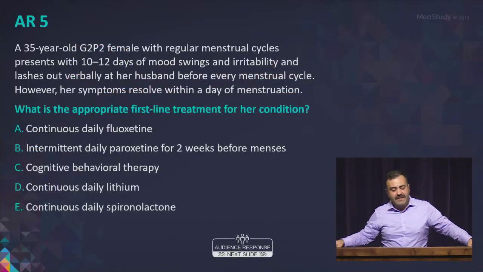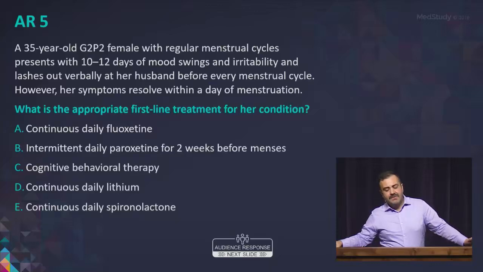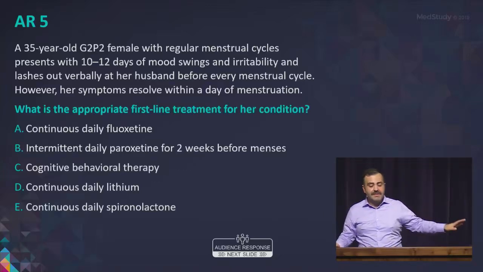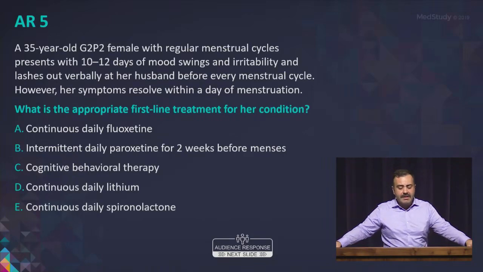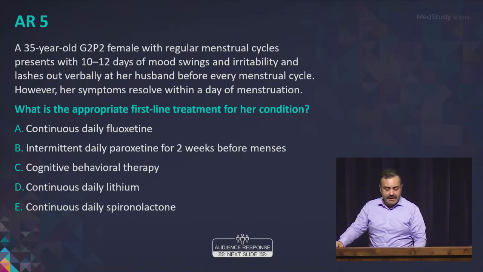Question number 5, a 35-year-old G2P2 female with regular menstrual cycles presents with 10 to 12 days of mood swings, irritability, lashes out verbally at her husband before every menstrual cycle. However, her symptoms completely resolve within a day of menstruation. What is the appropriate first line of treatment for her condition? Continuous daily fluoxetine, intermittent daily paroxetine for 2 weeks before menses, cognitive behavioral therapy, continuous daily lithium, or continuous daily spironolactone.